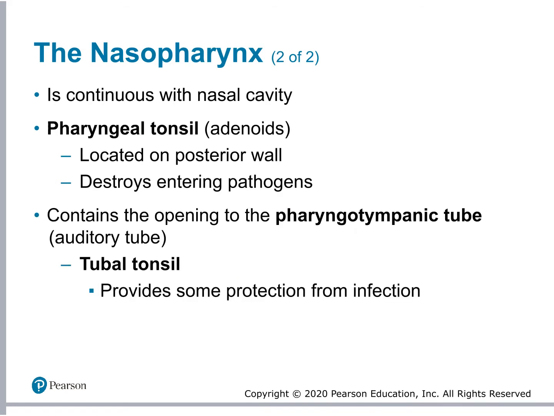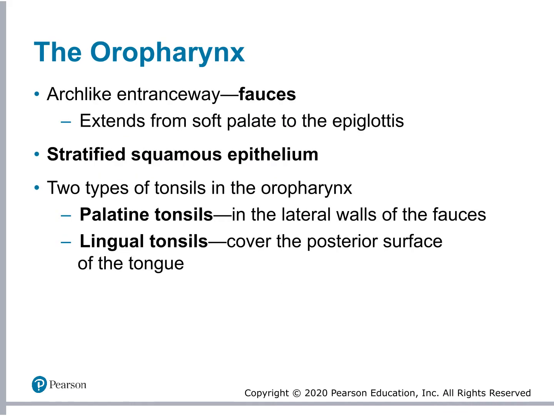The tonsils that are located in the nasopharynx are the pharyngeal tonsils, also known as your adenoids. Now, the oropharynx is a shared pathway. It is shared by air if you're using the respiratory system, or if you are swallowing food and water, then it's also a part of the digestive system and the alimentary canal.